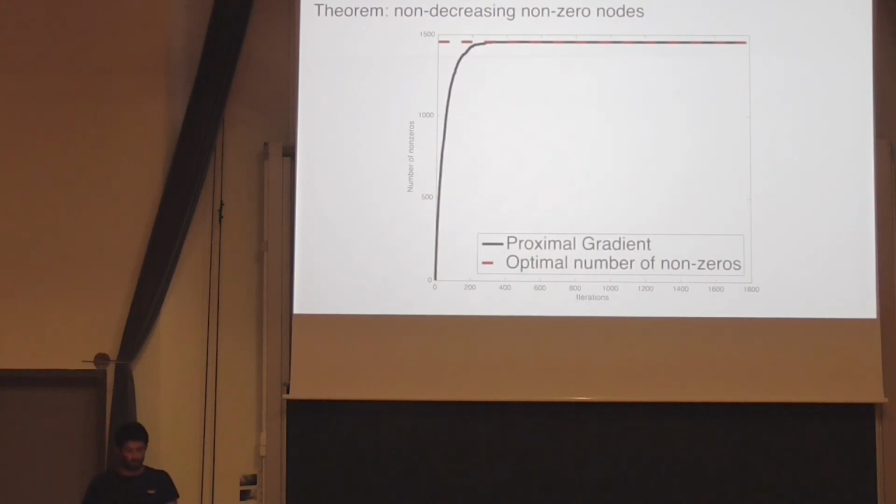So this demonstrates what I've been claiming about running time. The red line is the optimal number of non-zeros, and the black line is the number of non-zeros for proximal gradient descent. The way that the method works is it's monotonic. It only increases the number of non-zeros at each iteration, and it increases them until it reaches the optimal number of non-zeros, and never touches anything that is not part of the optimal solution, right? So if there is a zero at optimality, the algorithm will never touch the corresponding node.